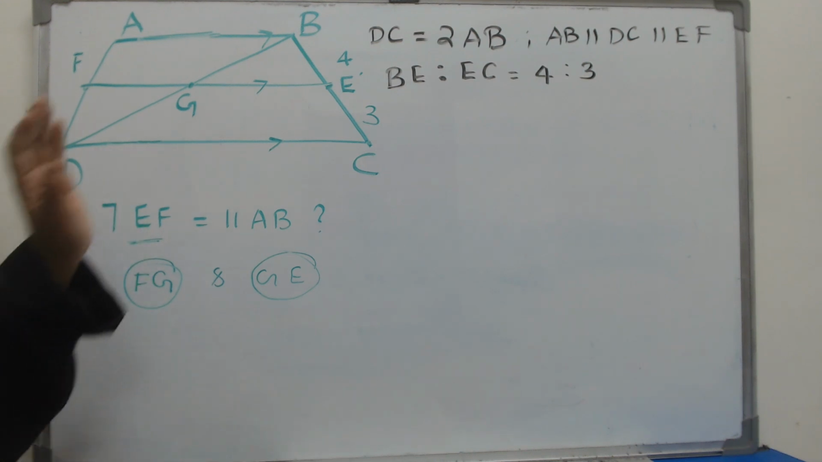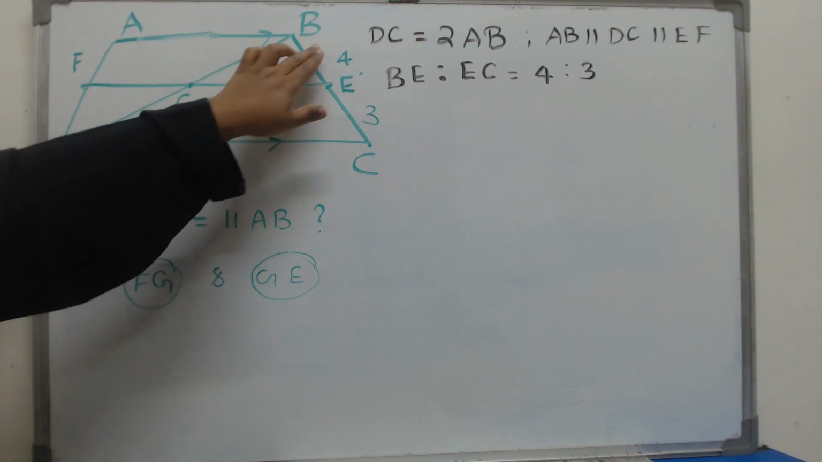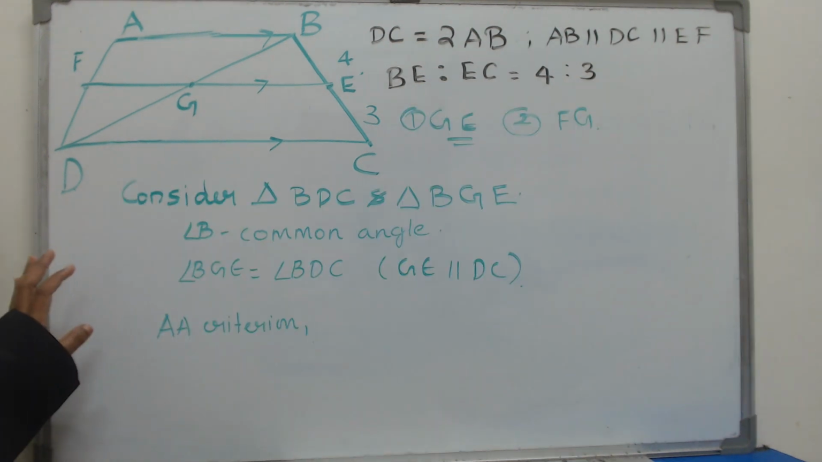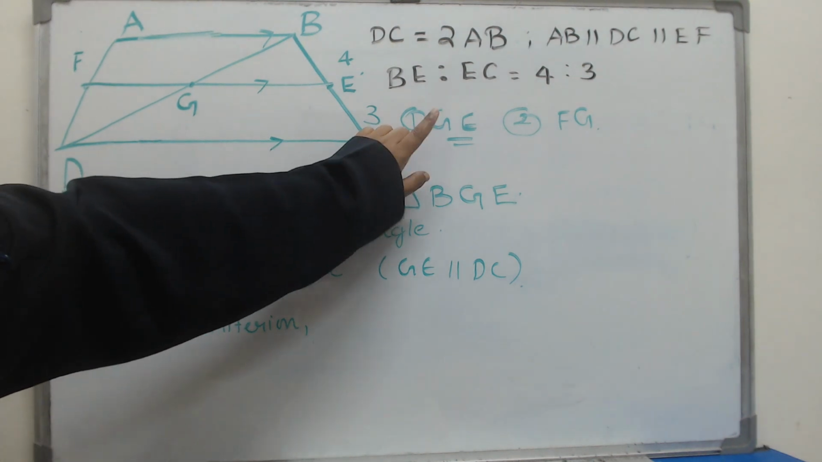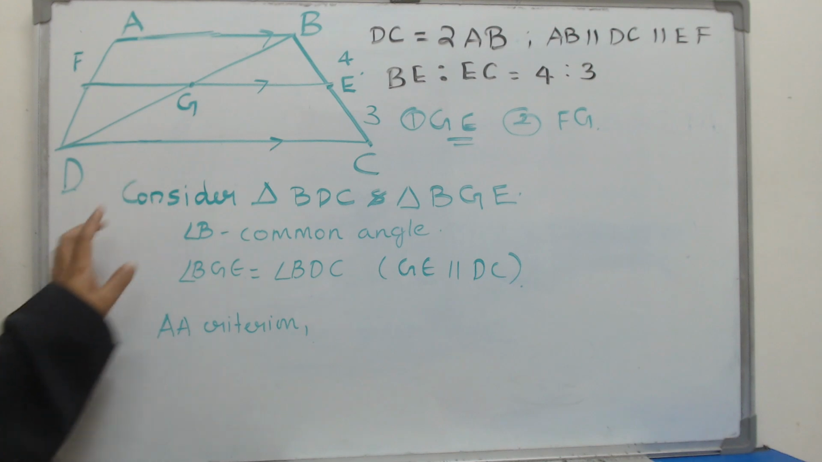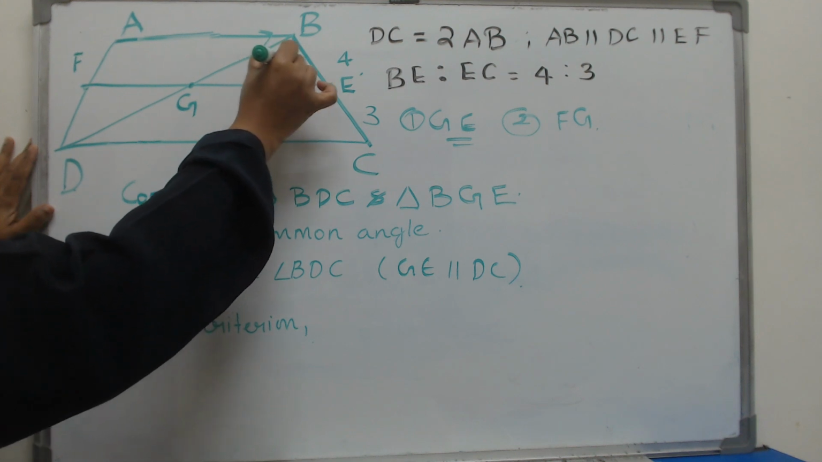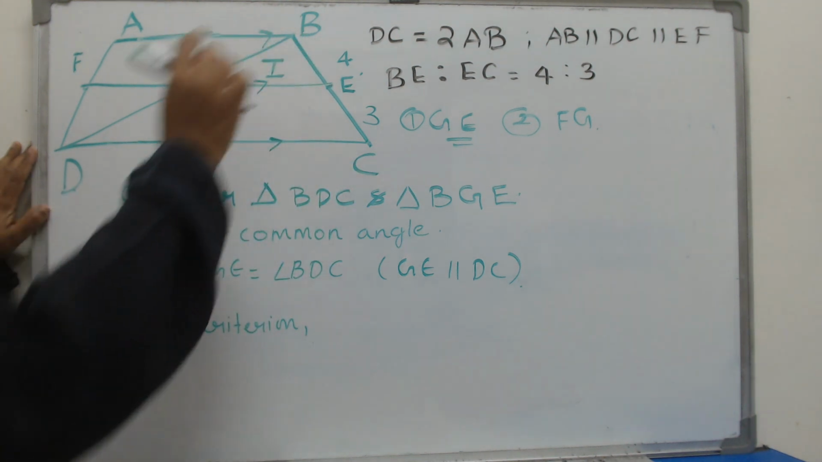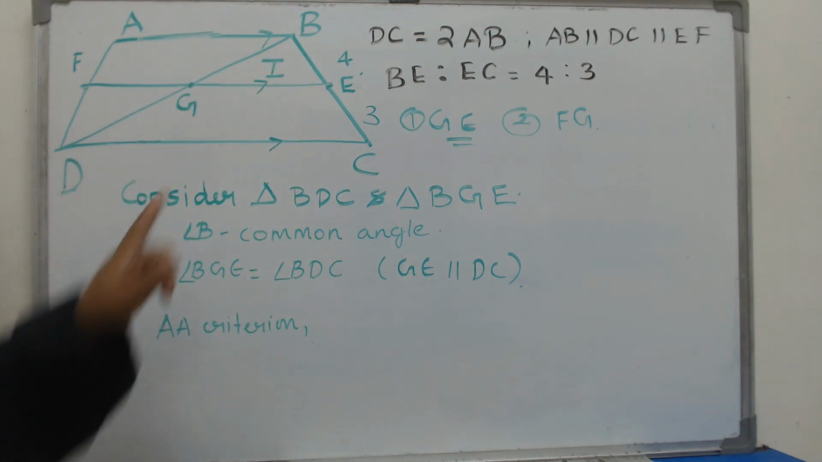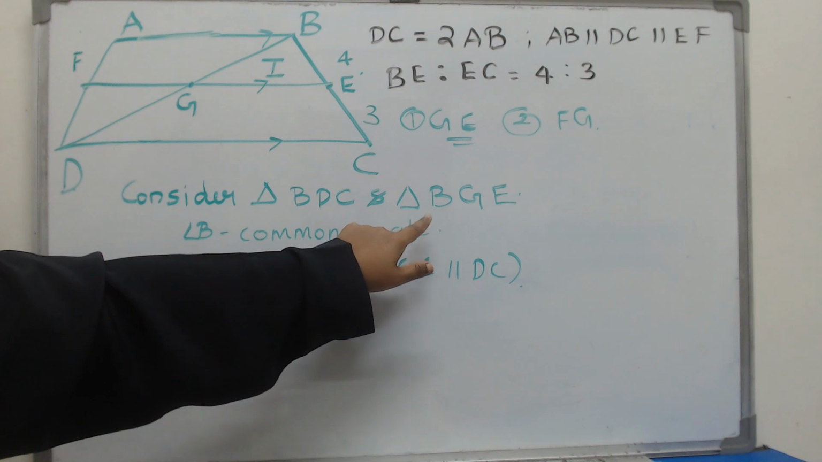So shall we start? We will start from the side where the information is given, where the numbers are given. So we have to prove the similarity of 2 pairs of triangles. The first pair should include GE. So what is the first thing that comes to your mind? This small triangle BGE, and this huge triangle BDC. The minute you see that, what do you notice? A common angle B.